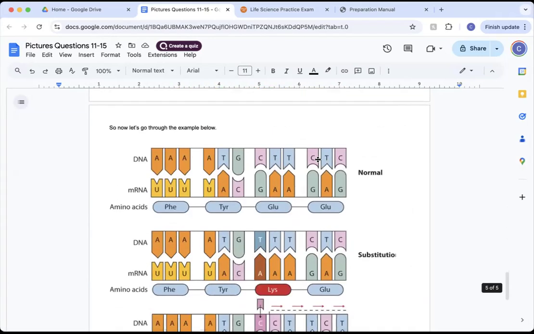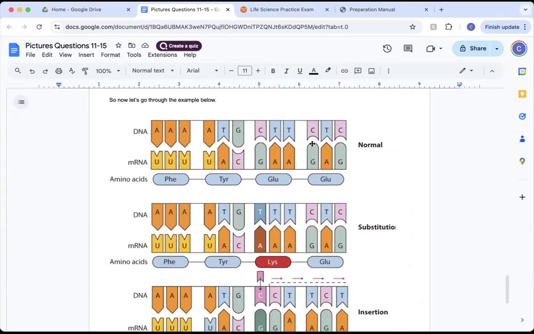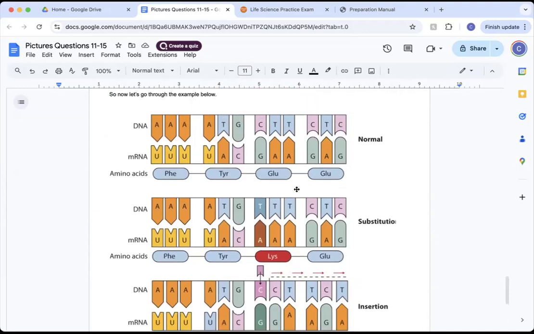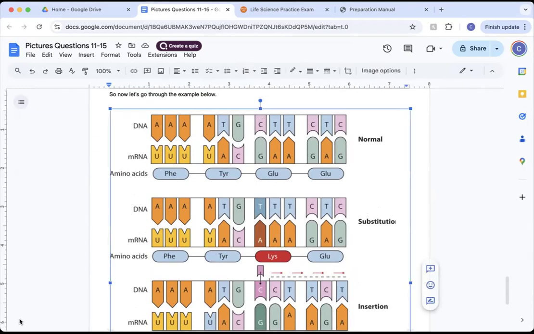So let's go back again and look at this picture. Here we have our normal sequence. This is what it's supposed to look like. Then if we scroll down, the next one we have these are all considered point mutations. A point mutation means one single base pair is affected. So in this case, we have a substitution. Looking at our normal, we have a C right here in the third codon, right here.